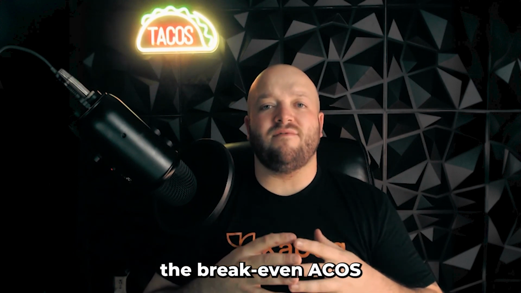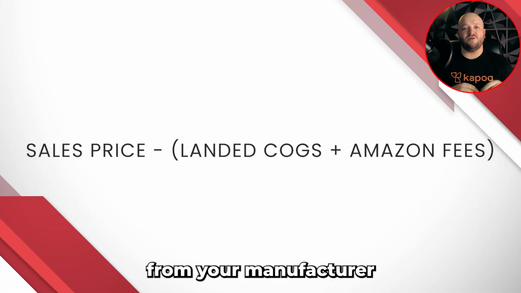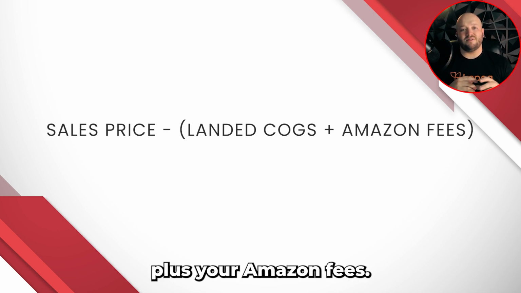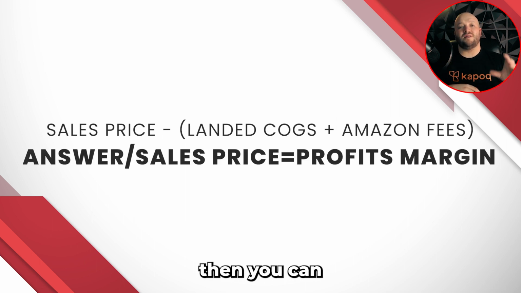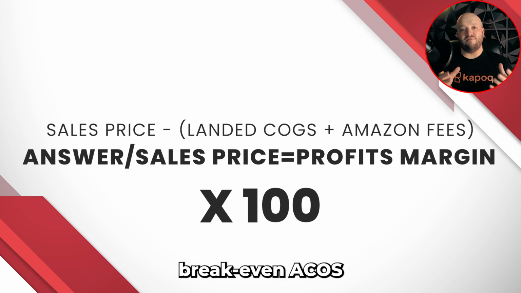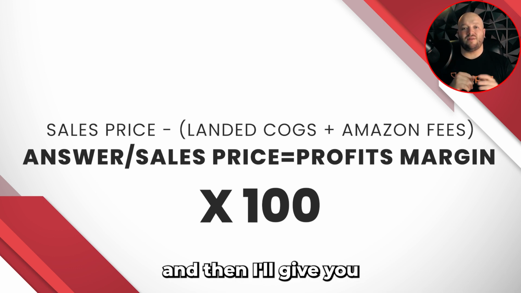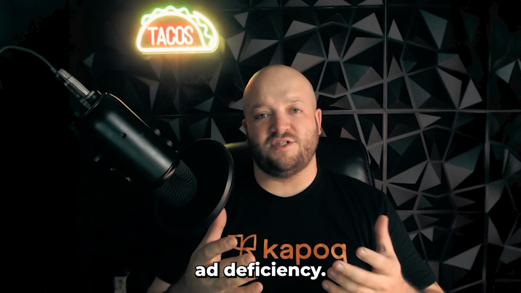So to calculate the break-even ACoS, you need to take your product metrics, like your cost of goods sold from your manufacturer with shipping built into the United States or wherever you're selling. Take that plus your Amazon fees, subtract that from your sales price. Once you get that number, then you can take that number divided by your sales price times 100, and then you're gonna have your break-even ACoS. So go ahead and copy this formula that I put on the screen here, and that'll give you that break-even ACoS number. And like I said, your ACoS is gonna measure that overall ads efficiency.